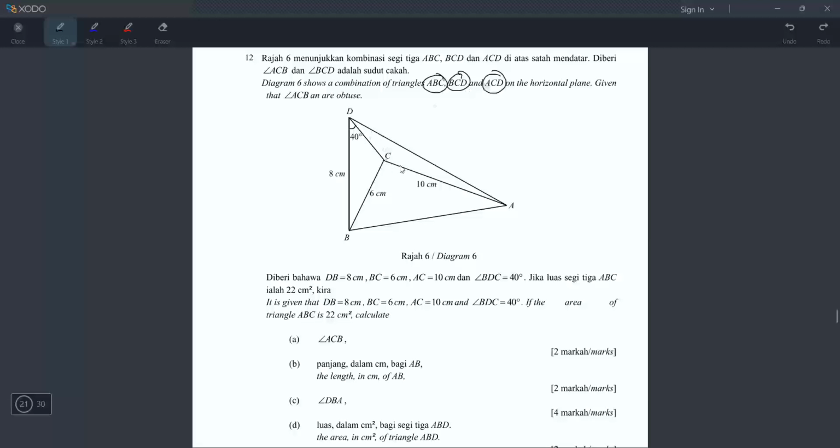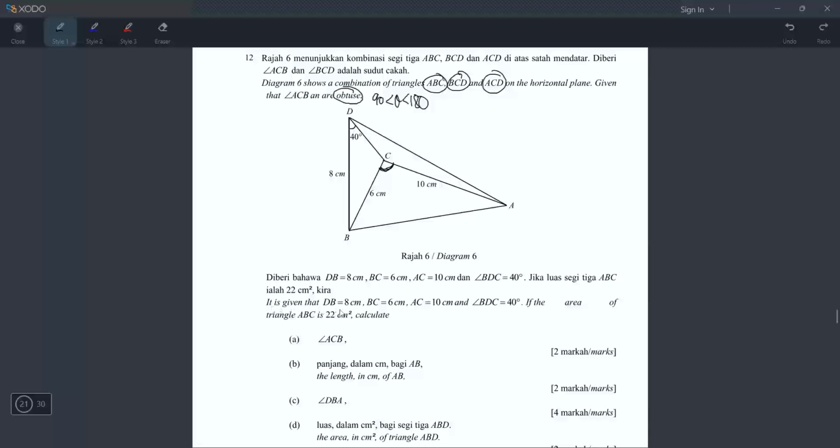And the ACD, let's see ACD. Okay, this one I only have one panjang. Okay, given that the ACB is obtuse angle. So obtuse angle means the angle is in between 90 and 180. It means quadrant 2 lah. So where is ACB? Let's look for it. ACB, oh, this one. So this angle is obtuse, quadrant 2 punya angle.